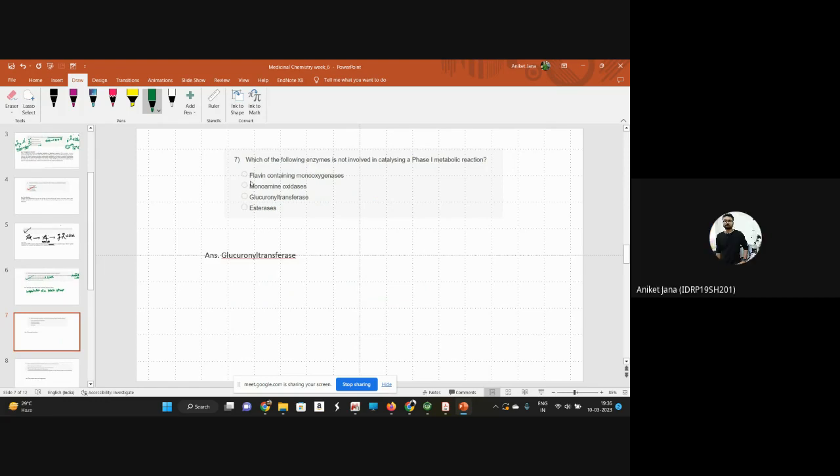Okay, so it is saying which of the following enzymes is not involved in the catalysis of the phase 1 metabolic reaction? Not involved. Please note it. So what is the basic condition of the phase 1 metabolic reaction in one sentence? Introducing a kind of polar group.